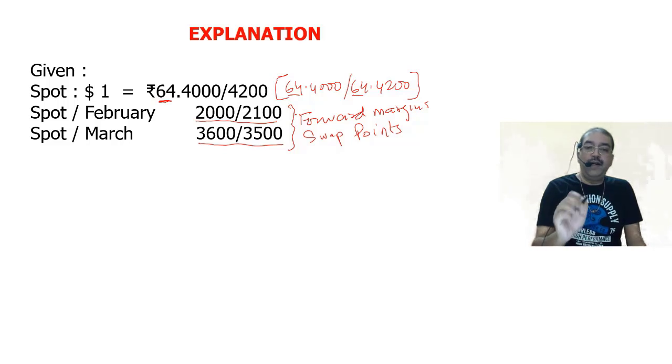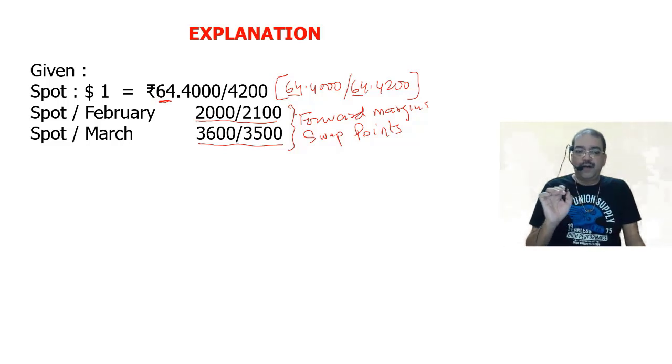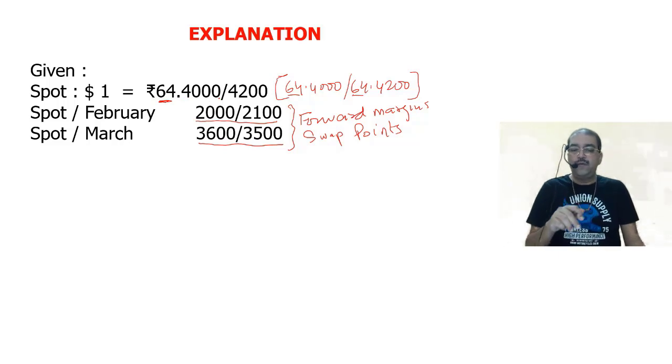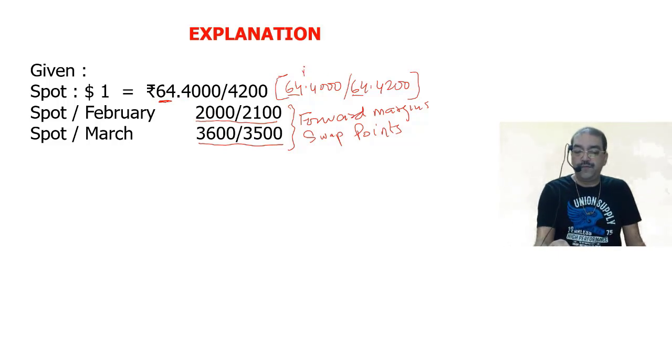Okay, what is the bid rate here? Yes, last lecture we learned bid rate, ask rate. What is the bid rate now? 64.4000. What is the ask rate here? This is the bid rate. What is the ask rate here?